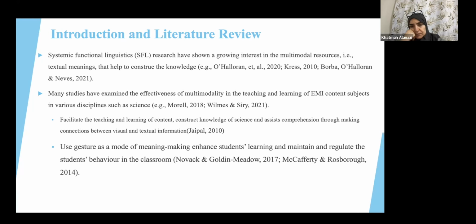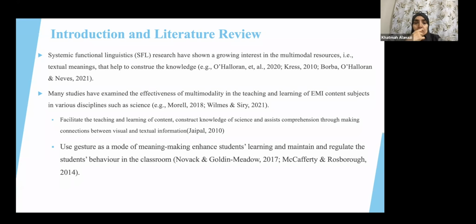SFR research has shown a growing interest in the multimodal resources that help to construct content knowledge. Many studies have examined the effectiveness of using different modes in the teaching and learning of EMI content subjects in various disciplines such as math and science. They found that these resources facilitate the teaching and learning of content taught through an additional language, construct knowledge of science, and assist comprehension through making connections between visual and textual information.